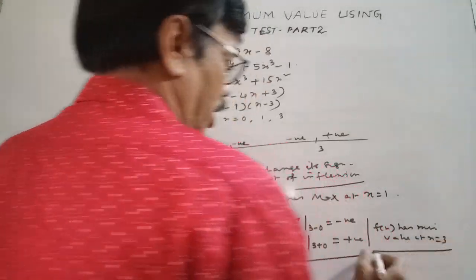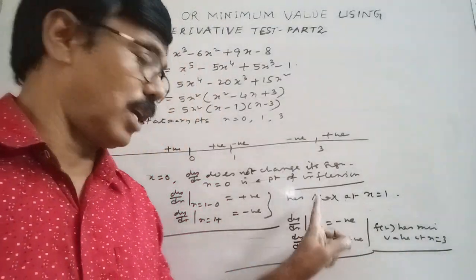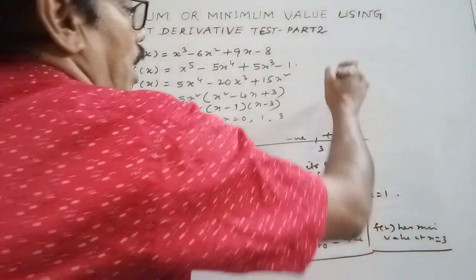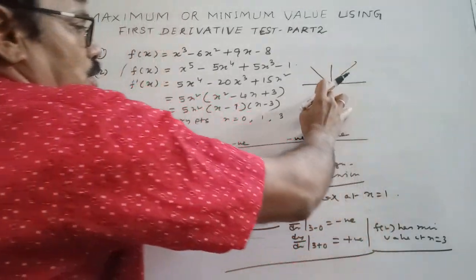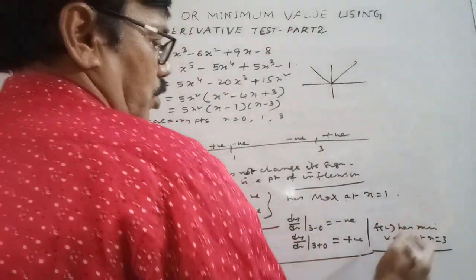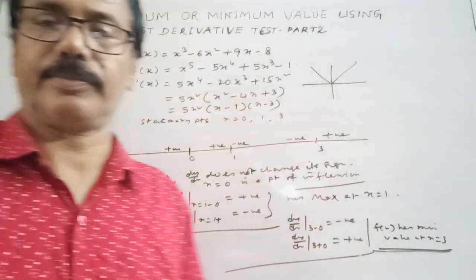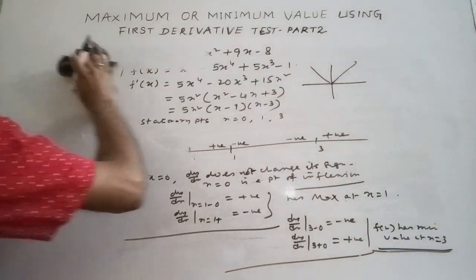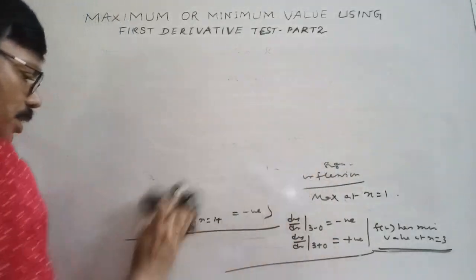So this is to be noted: the sign changes from negative to positive. If you have any confusion, check the signs on both sides. 0 minus is negative, and 0 plus is positive. So it has a minimum value at x equals 3. So that is how to find maximum and minimum value using the first derivative test.